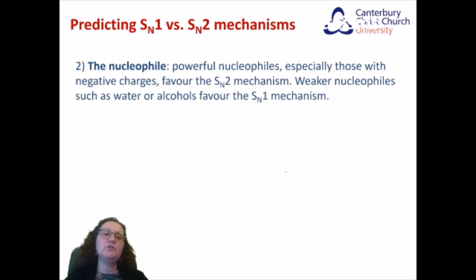Another aspect that is going to influence whether you're going to have an SN1 or an SN2 mechanism is the nucleophile. A strong nucleophile, a powerful nucleophile, for example, one that has a negative charge, will favor the SN2 mechanism, while a weak nucleophile, something like water or alcohols, will favor an SN1 mechanism, the carbocation mechanism.